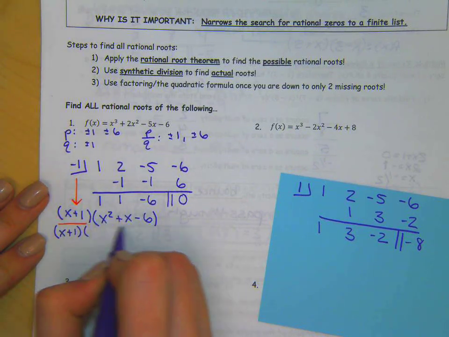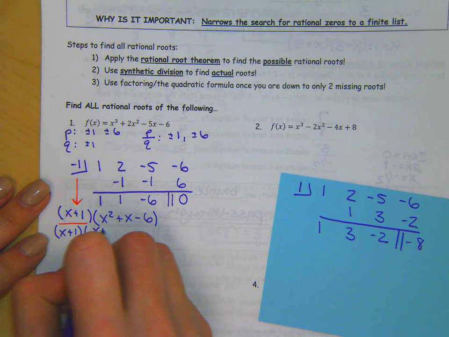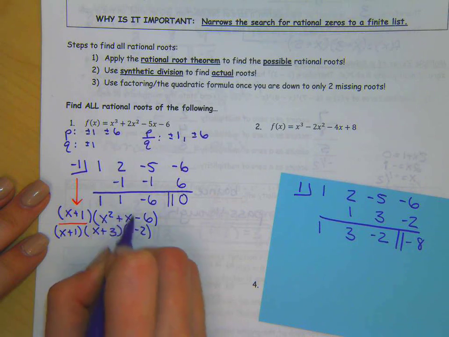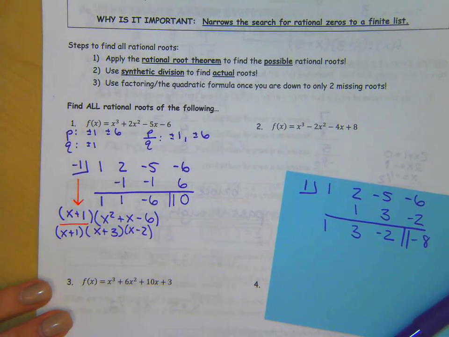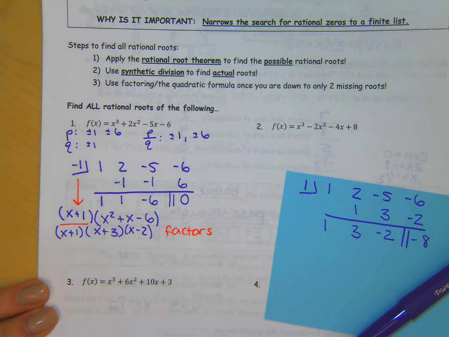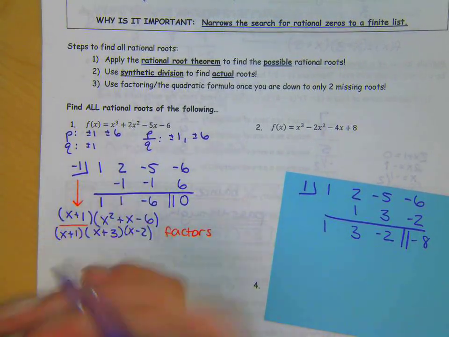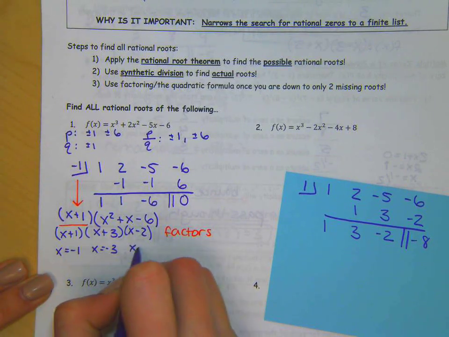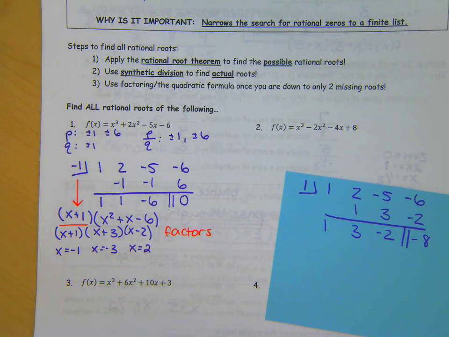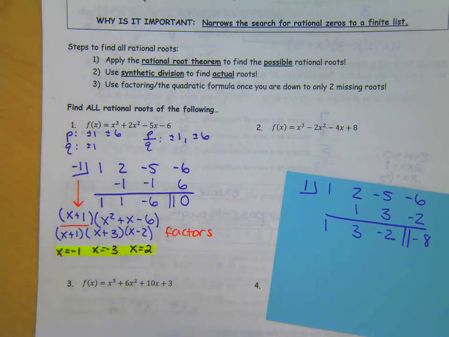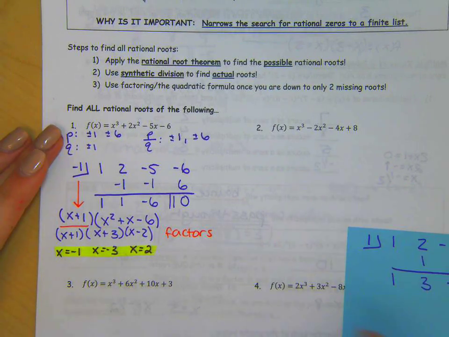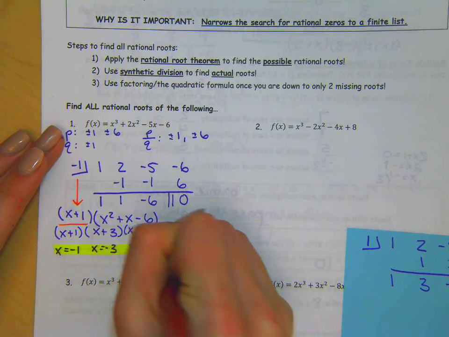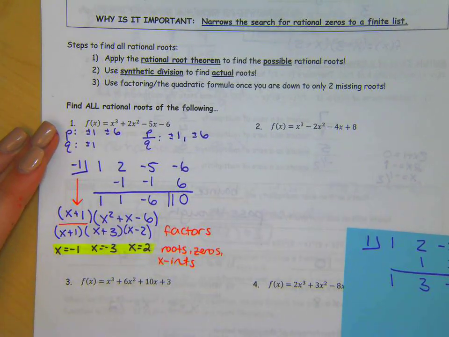I can factor this portion now. This factors nicely. I have x plus 3 and x minus 2. 3 and -2 multiply to -6, and they add to +1. So now we can think of the rational roots, our real zeros here. We've got x equals -1, x equals -3, x equals 2. Before we move on, these are our roots. We can also call them zeros or x-intercepts. All those are the same.